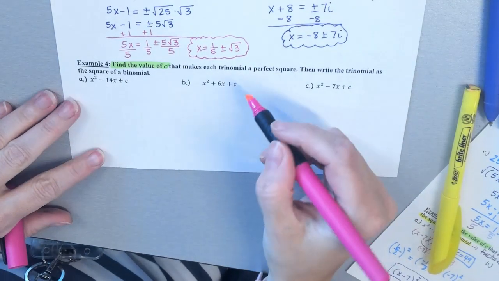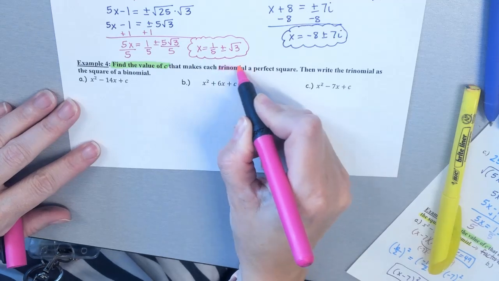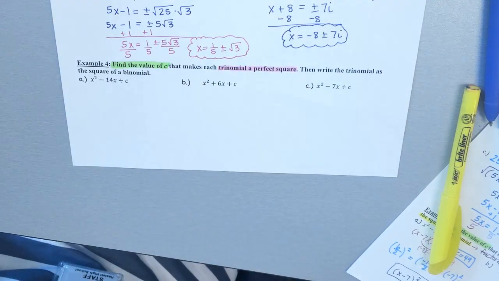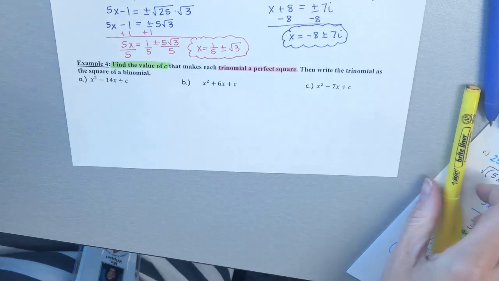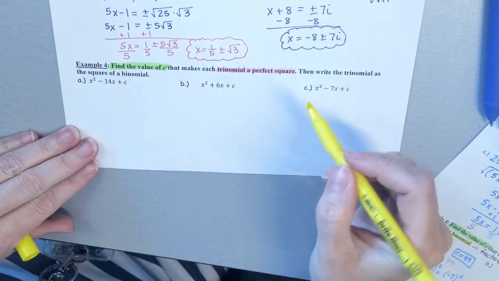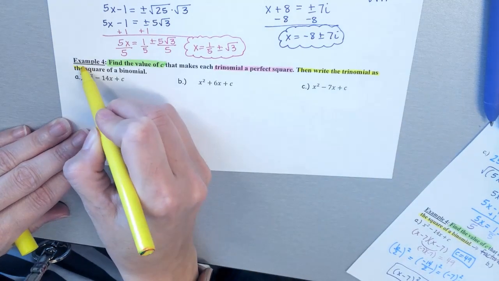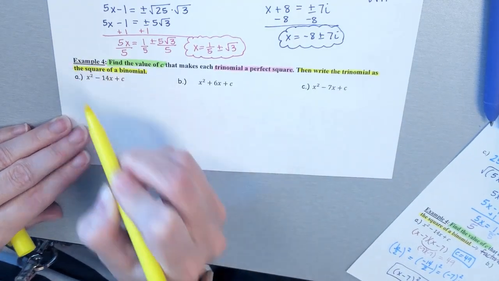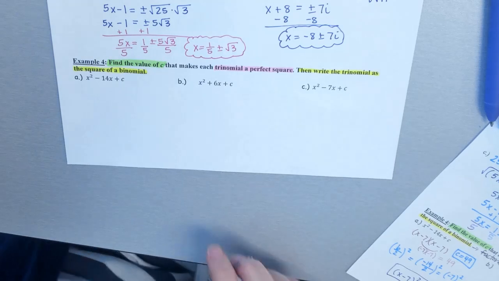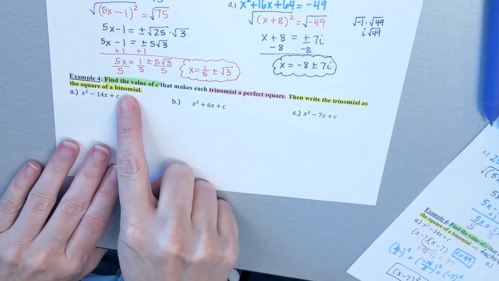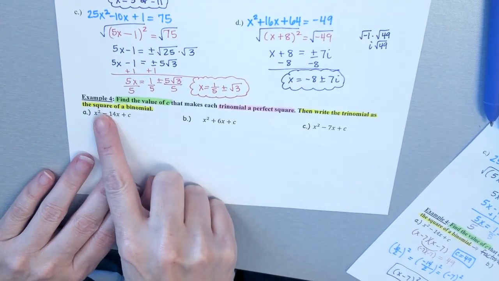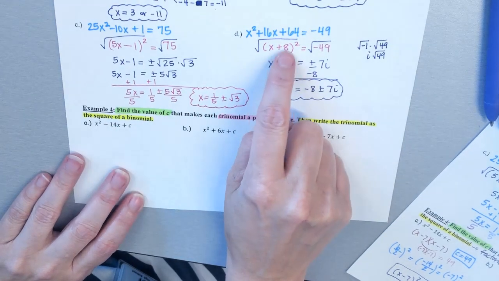So we are now going to create the perfect square trinomials. Then it says to write the trinomial as the square of a binomial. That sounds pretty cool and sophisticated, but maybe we aren't sure what that means, so let's break it down. A binomial is just what? Two terms.